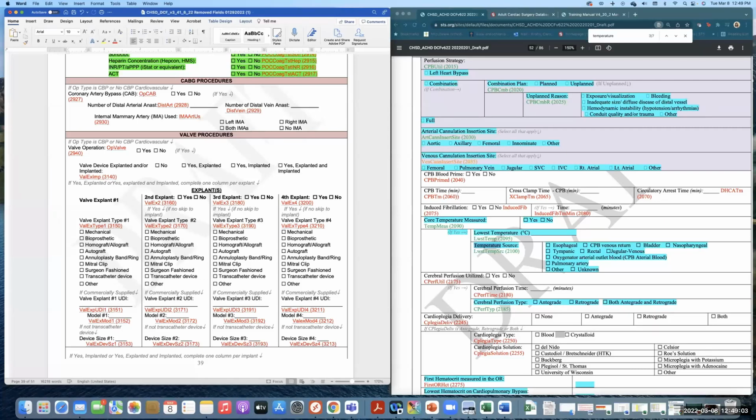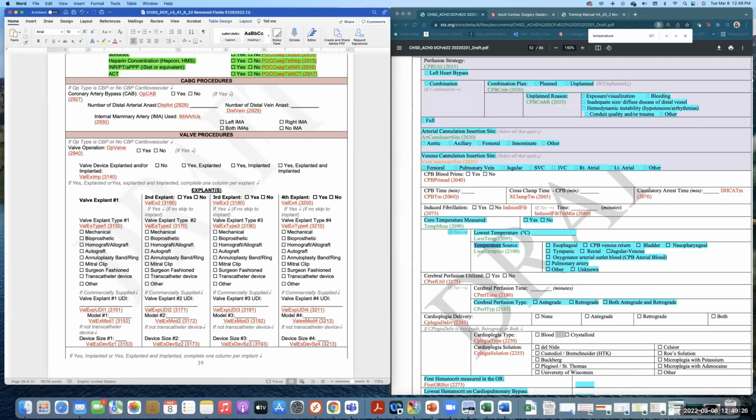There's lots of articles out there about maintaining the temperatures and how you don't want them too cold, unless of course they're under circ arrest. But it's really a quality metric, as Carol said, and there's a lot of literature out there about it, and so that's why we collect it. That's right.